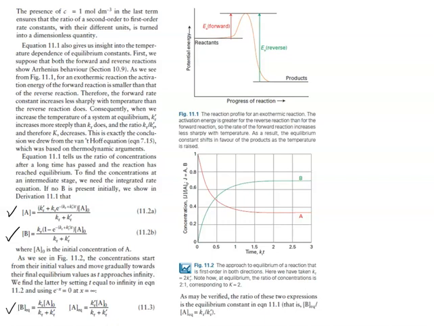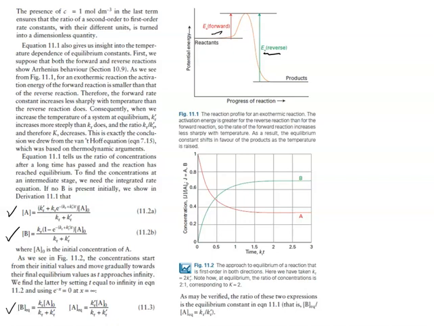So before moving on, let's jump back into these figures. In figure 11.1, we can see the reaction profile for an exothermic reaction. The activation energy is going to be greater for the reverse reaction than for the forward reaction because we have a much more substantial barrier to approaching the transition state from the product side than from the reactant side. As a result, the equilibrium constant shifts in favor of the products as the temperature is raised.